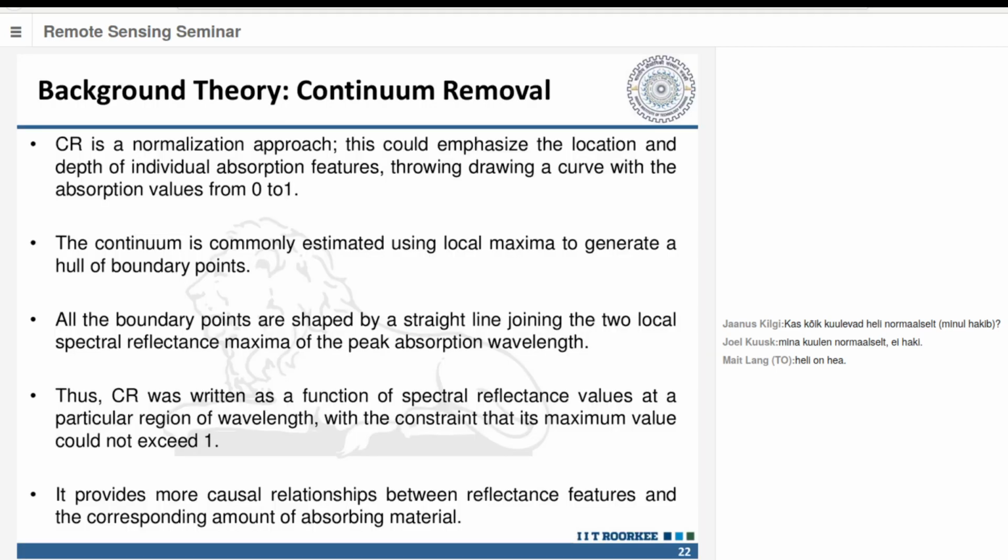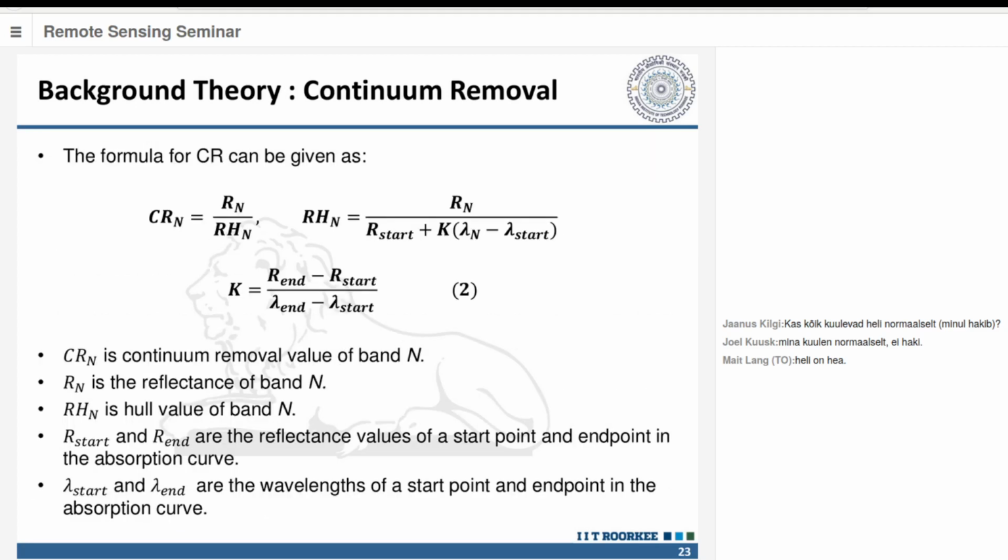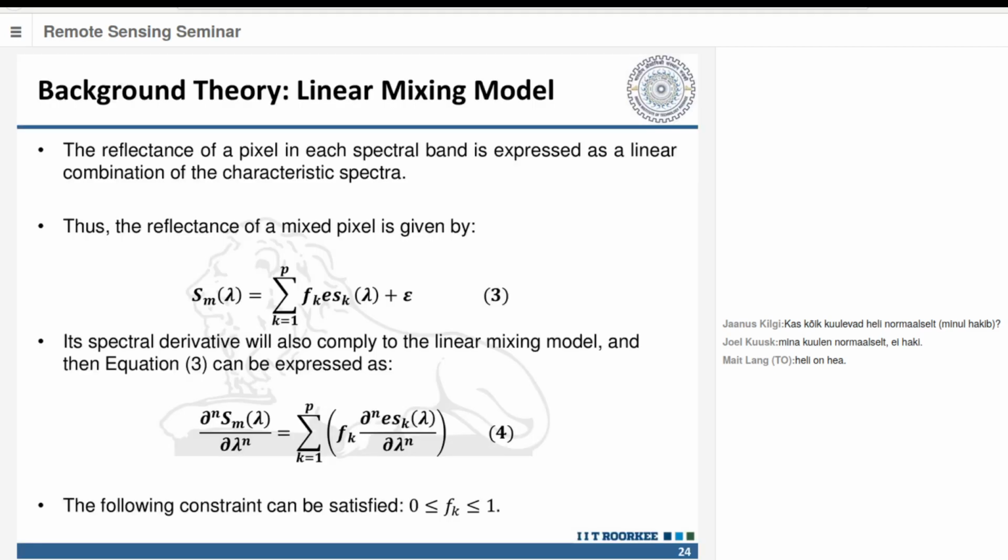And then I have utilized continuum removal. Continuum removal is a normalization approach. This could emphasize the location and depth of individual absorption features, drawing a curve with the absorption values from 0 to 1. That is the range. And it provides a more causal relationship between reflectance features and the corresponding amount of absorbing material. And this is the mathematical representation of the continuum removal technique.